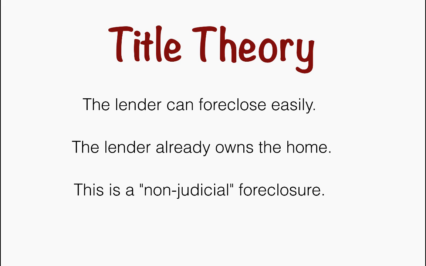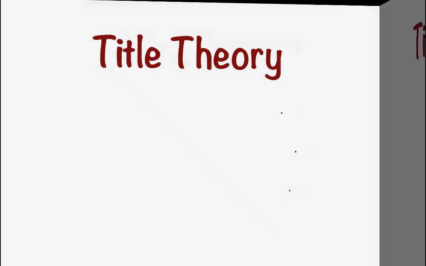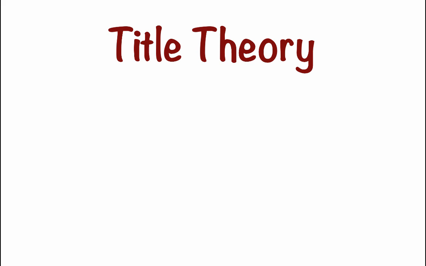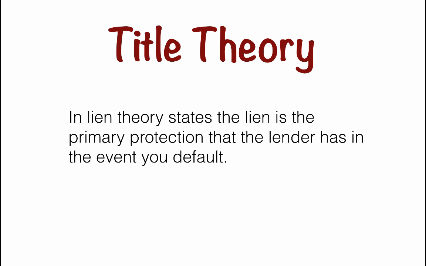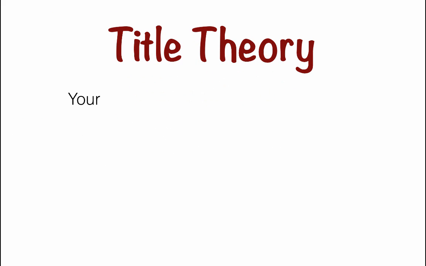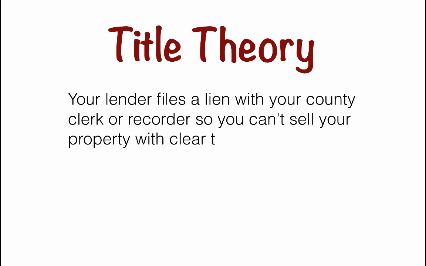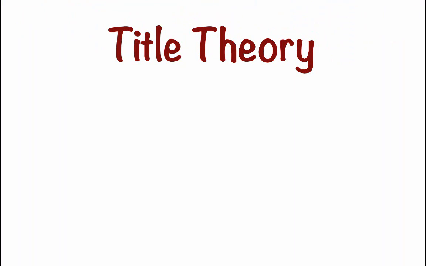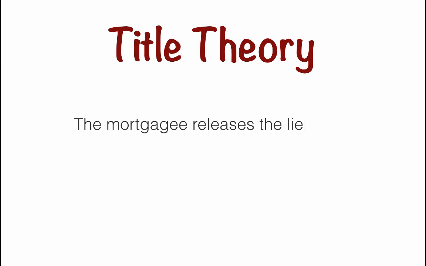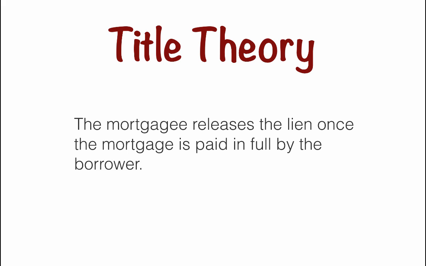Lien theory ownership is the exact opposite of this practice, and that is its most important distinction. It's harder to foreclose because the borrower is the owner of the home. In lien theory states, the lien is the primary protection that the lender has in the event that the borrower defaults. The lender files a lien with the county clerk or recorder, so the mortgagor can't sell the property with clear title until they satisfy the loan. The mortgagor holds legal title and equitable title to the real estate securing the mortgage, while the mortgagee's interest in real estate is in the form of a lien on the property. The mortgagee releases the lien once the mortgage is paid in full by the borrower.